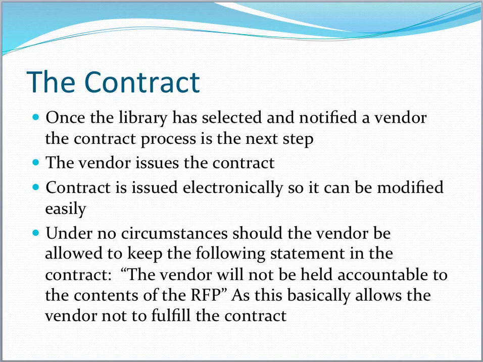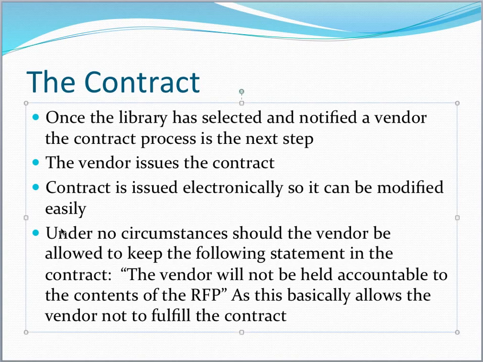The contract: once the library has selected and notified a vendor, the contract process is the next step. The vendor issues the contract, and here I would add that in my opinion, because this is a very complex process and involves probably public monies, you should have a lawyer reviewing the contract too. The contract is issued electronically, so it can be modified easily.